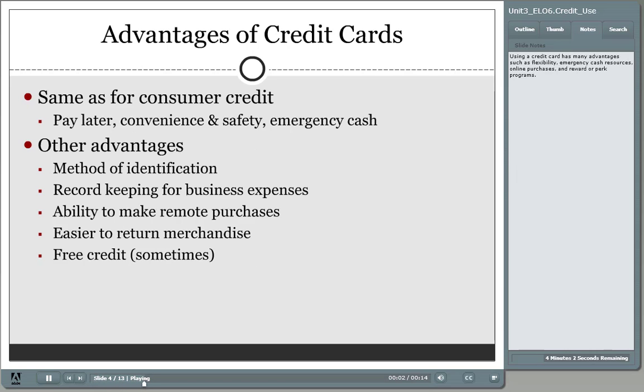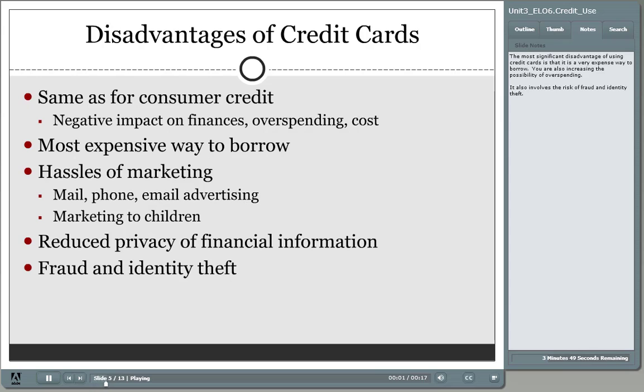Using a credit card has many advantages such as flexibility, emergency cash resources, online purchases, and reward or perk programs. The most significant disadvantage of using credit cards is that it is a very expensive way to borrow. You are also increasing the possibility of overspending. It also involves risk of fraud and identity theft.